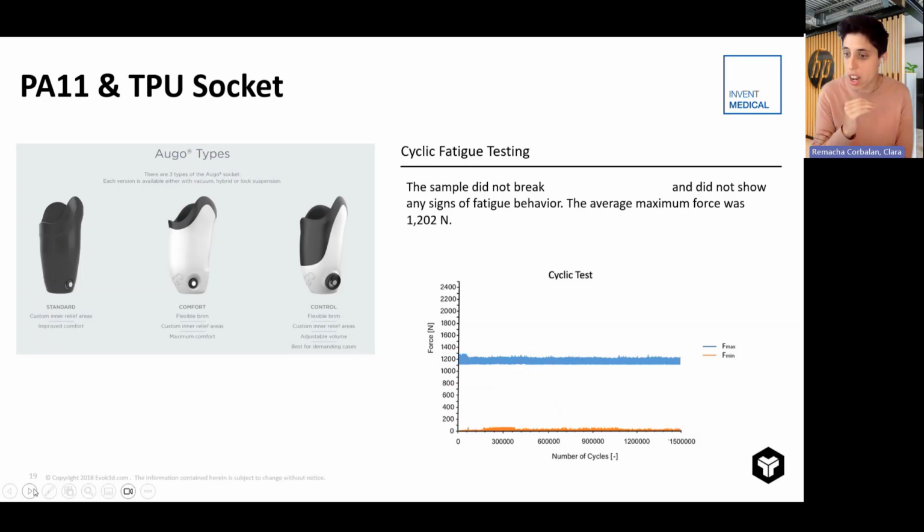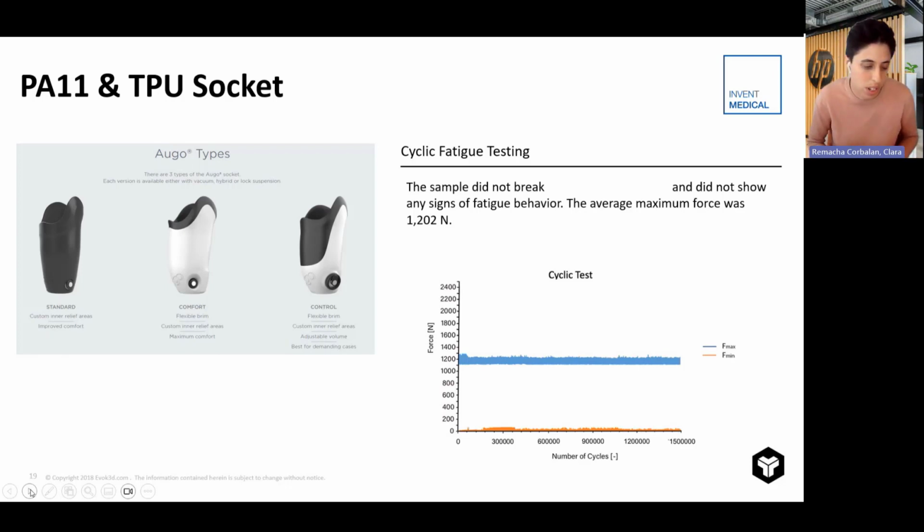They didn't change forces every X amount of cycles. They just had a constant force of 1,200 newtons, but this surpassed actually more than 1.5 million cycles. And their requirement was 4x the body weight. So in the static testing, that was also passed.